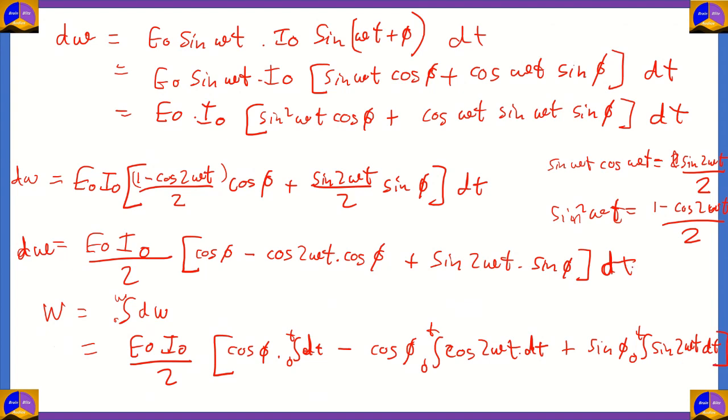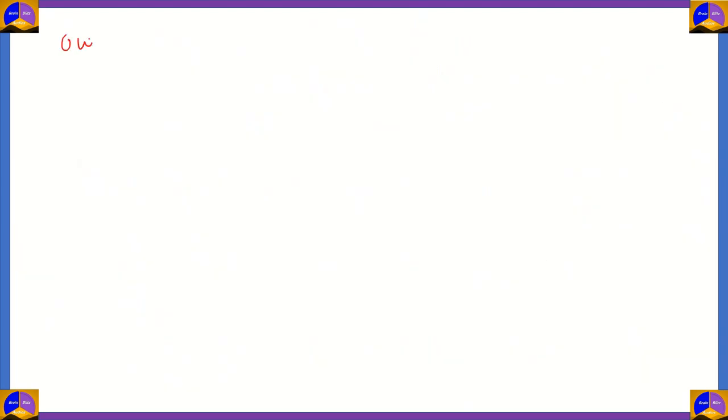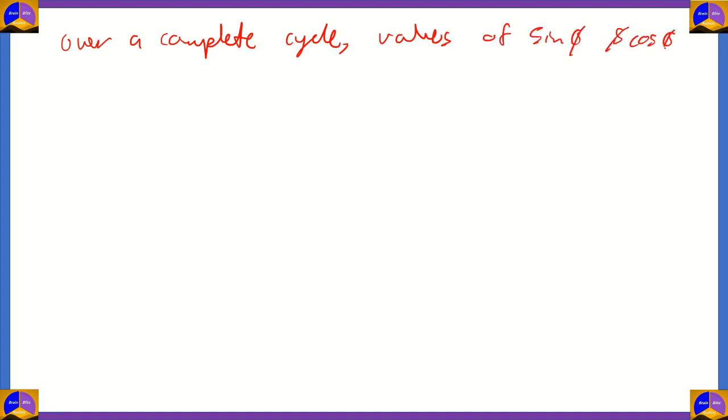So what we did is we took the dt into the bracket, so it gets distributed into all three terms, and then you integrate it with limits from 0 to t. So the value of work done will be this big equation. So why did we change it like that? What happens is that over a complete cycle, the values of sine phi and cos phi, that is sine of phase angle and cos of phase angle, become 0, because this alternating current is cyclic. So across a whole cycle, the value of sine phi and cos phi becomes 0.